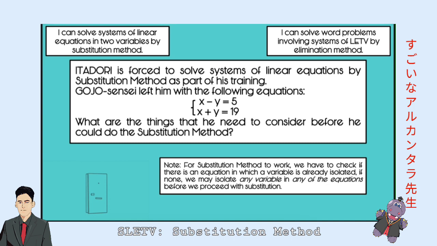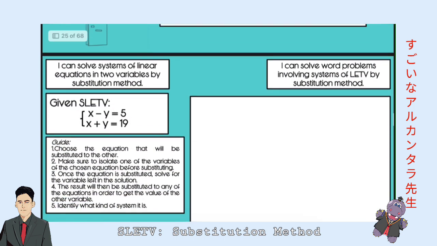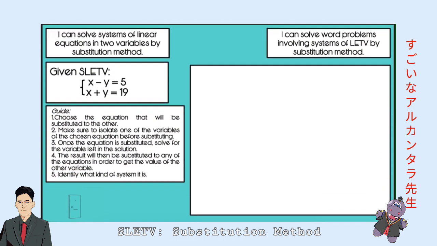Now, that seemed a bit far-fetched, so let's try to clarify that right here. For example, you have here the two equations. On the guide on the left, you're being told to choose one equation that will be substituted to the other. What I will choose here is the first one. I will use this one to be substituted to the other. So what I will do with this first equation, x minus y equal to 5, is to follow what the second step is telling me to do, and isolate one of the variables of the chosen equation before substituting. I want you to understand here that the substitution method can work in 4 different ways. You may choose what equation to isolate first, and then choose what variable to isolate.